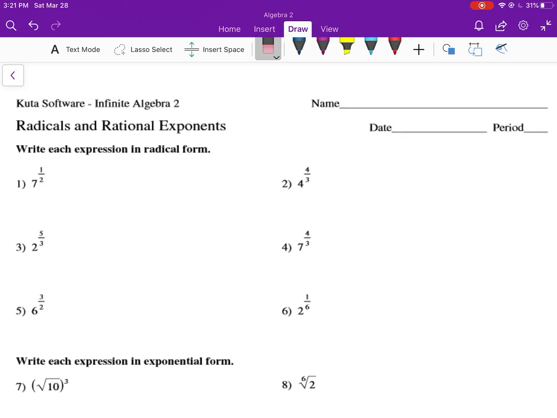Hello, I just wanted to take a few minutes to work through a couple of these examples so you have something to look at as you work through these questions.